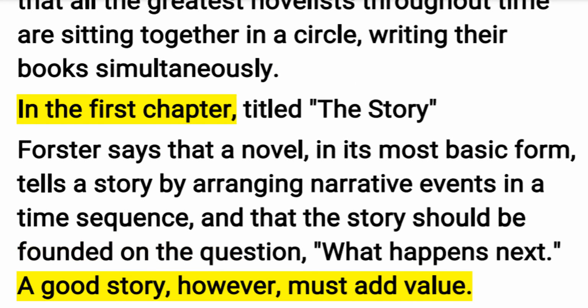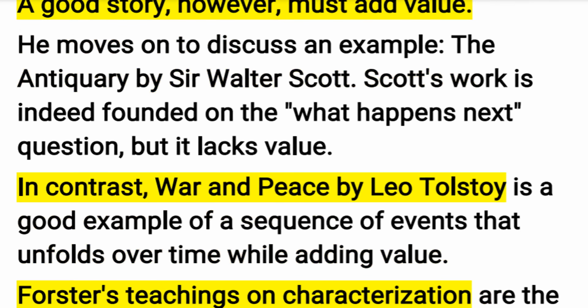writing their books simultaneously. In the first chapter, titled The Story, Forster says that a novel, in its most basic form, tells a story by arranging narrative events in a time sequence, and that the story should be founded on the question, "What happens next?" A good story, however, must add value. He moves on to discuss an example, The Antiquary by Sir Walter Scott. Scott's work is indeed founded on the "what happens next" question, but it lacks value. In contrast, War and Peace by Leo Tolstoy is a good example of a sequence of events that unfolds over time while adding value.